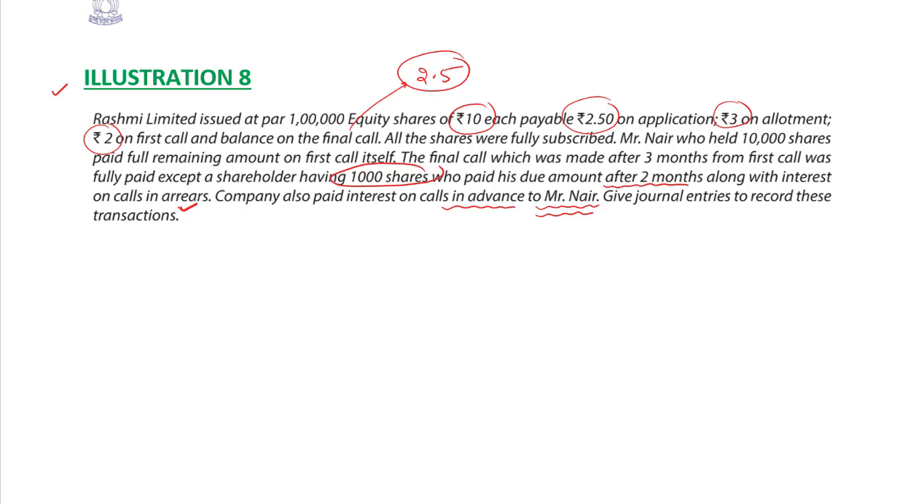Mr. Nair, who held 10,000 shares, paid full remaining amount on the first call itself. So Mr. Nair also paid the second and final call along with the first call. So Mr. Nair needs to be credited with the calls in advance. Solution.